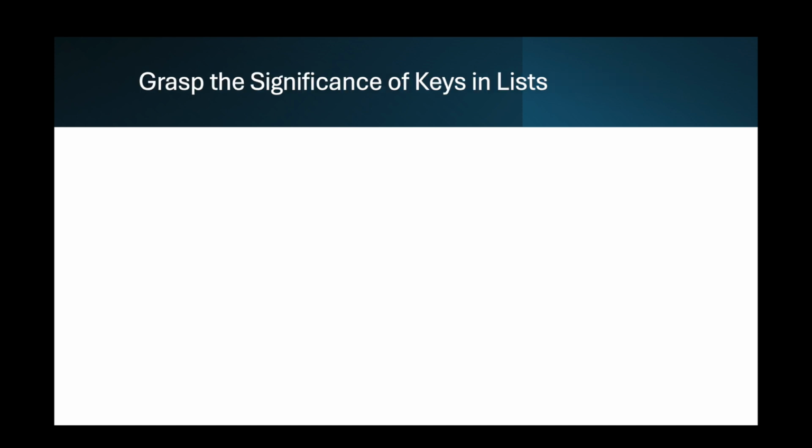Grasp the significance of keys in lists. In React, keys are crucial when rendering lists as they help identify which items have changed, been added or removed. This enables React to optimize rendering and update the UI efficiently. Always use a unique identifier as a key for each list item.